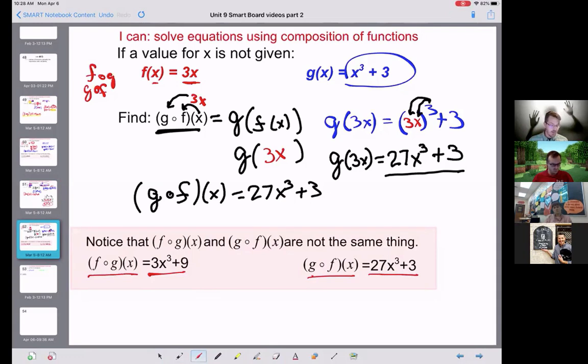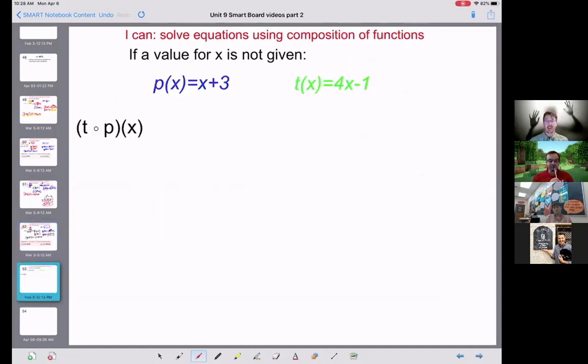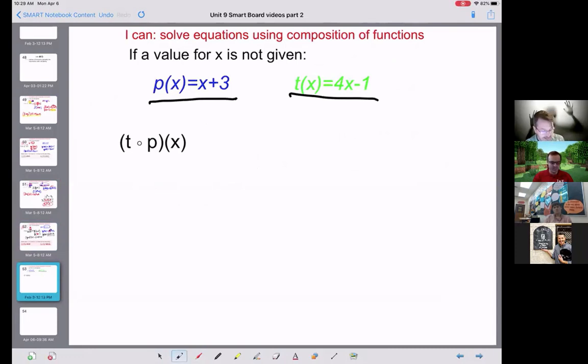I just wanted to throw one more in there just to make you realize that all functions don't have to be f and g. You can label them with any letter you want, as long as it's kind of cursive-y, italic. So here's an example. I have the function p of x and t of x, and I want to find t of p. Get it? TP, in this time of need of TP. I found it. It's right here on this page. TP. All you want. Use it anytime.